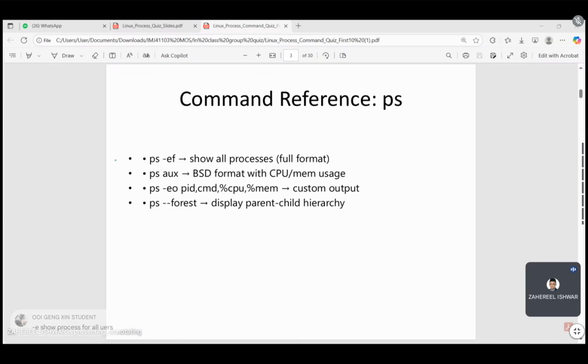Minus E shows processes for all users. For all users. What about minus F? The full formatting list. So full formatting will give you what Lin Kaizi has already responded. Okay, now why don't you type ps minus eo as shown on the screen?